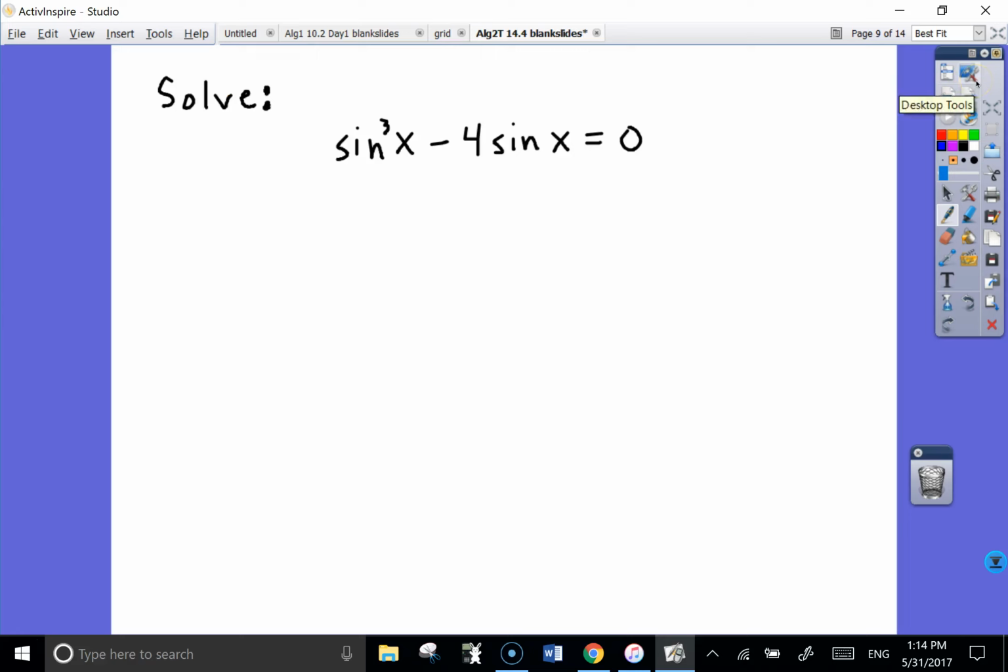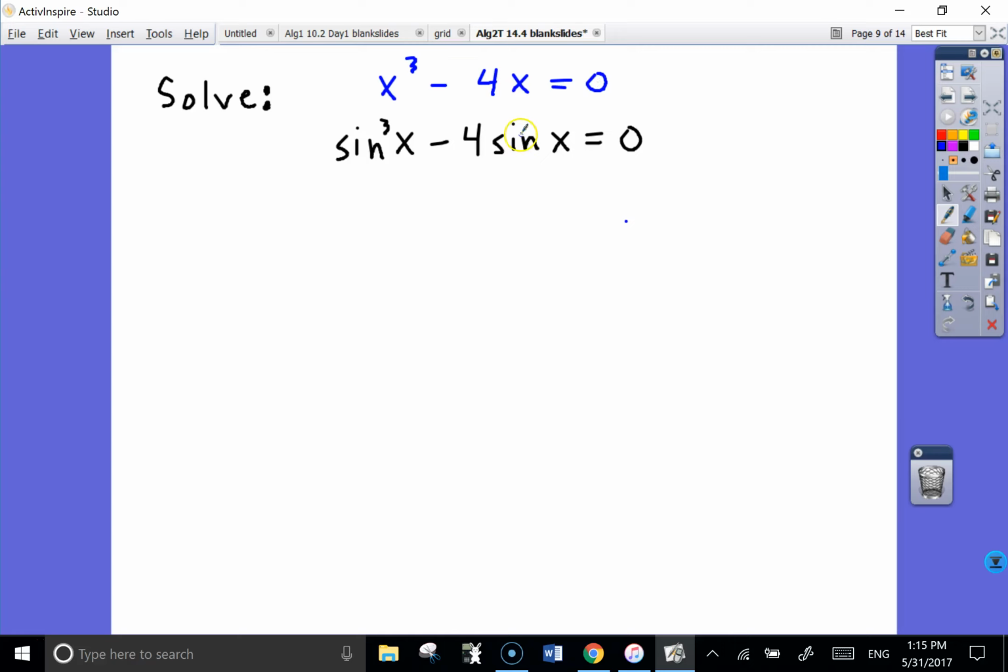Next, solve. Now we're getting into a problem where we've got to isolate the sine, but the sine is in two different terms. That's a problem we've dealt with before, when we dealt with polynomials. What if this was x to the third minus 4x equals 0? The variable's in two different terms. How are you supposed to isolate it? You factor it, right? So that's what you do.